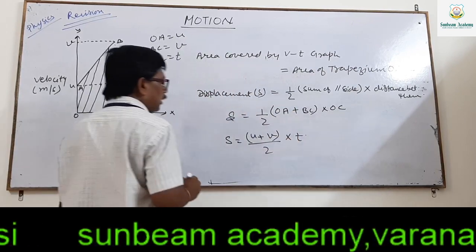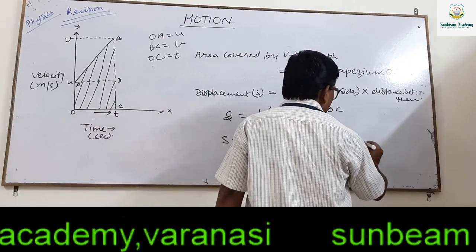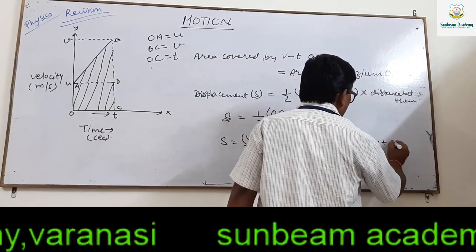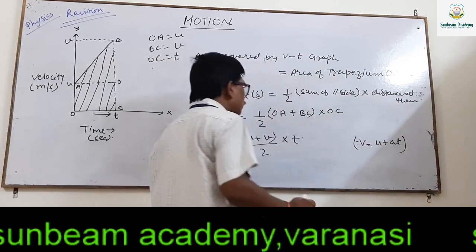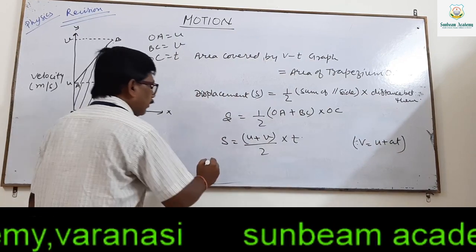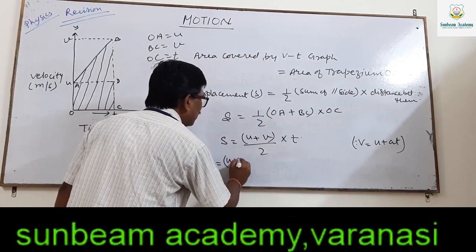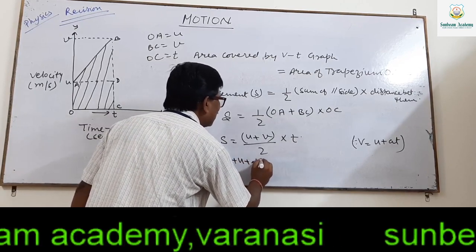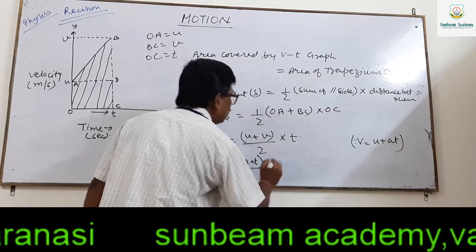So into T. Now, since you know that in the first equation you have derived V is equal to U plus AT. So on substituting the value of V here, what we will get? S is equal to (U plus AT) upon 2 into T.